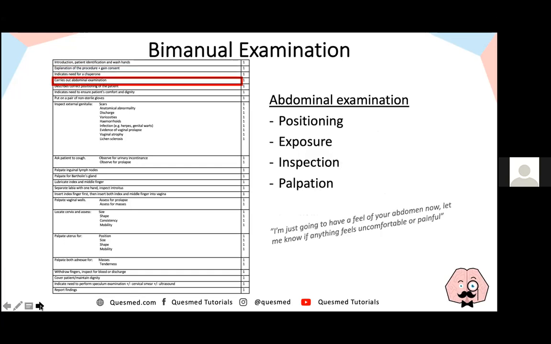So the first part of your bimanual examination should be an abdominal examination. So you do palpate all of the 9 areas of the abdomen, not just the pelvis. And we're looking for, in particular, any swellings, any scars, and when we palpate, we want to palpate both superficially and deep, checking for any masses or areas of discomfort.